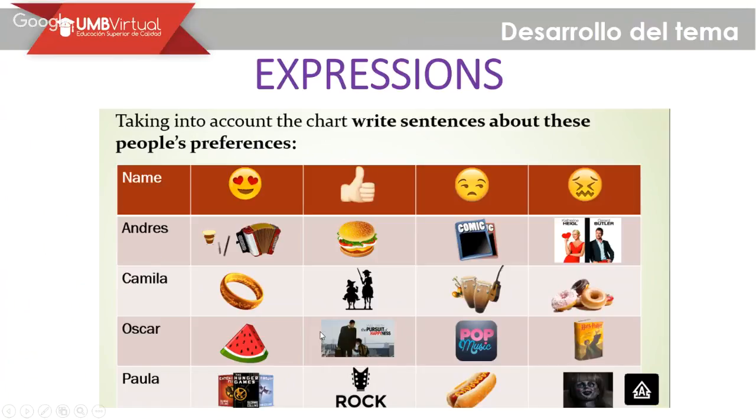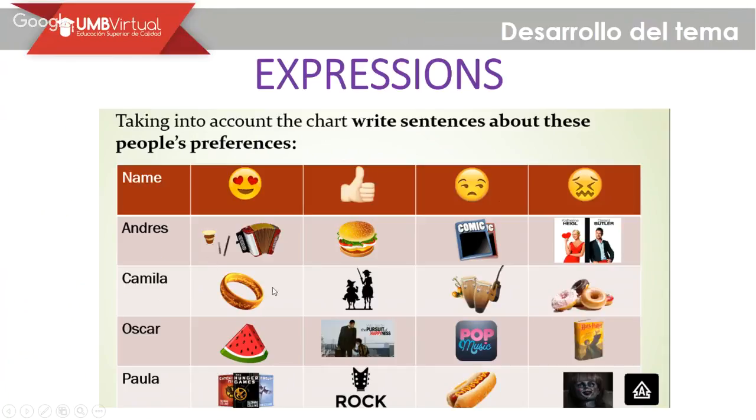Oscar, pop music. Oscar wouldn't like to listen to pop music when he goes to the bar. Paula, hot dog. Paula wouldn't like to eat a hot dog, or Paula would dislike to eat a hot dog. Okay, you can see just this part. Later we have Andres, vallenato music. Andres would love to listen to vallenato music or to dance vallenato music.